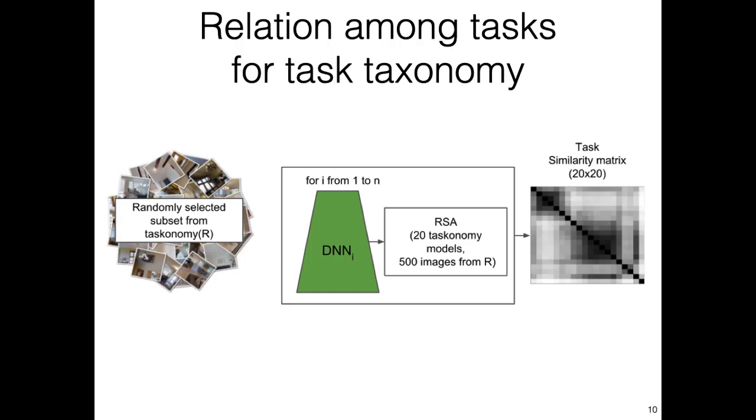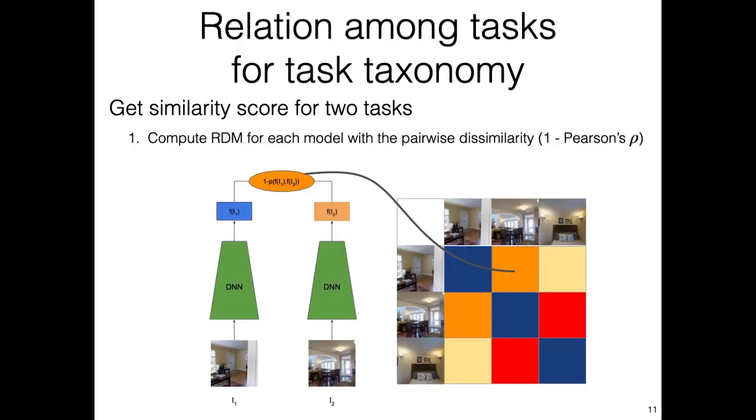So here it's 20 by 20 because we use 20 tasks from the task taxonomy dataset. As I said, for building the task taxonomy, we use what is called representation similarity analysis. This is a method that is widely used in neuroscience for comparing brain data and models, or behavior in models and brain data. And what we do is use it to compute relations between different models.